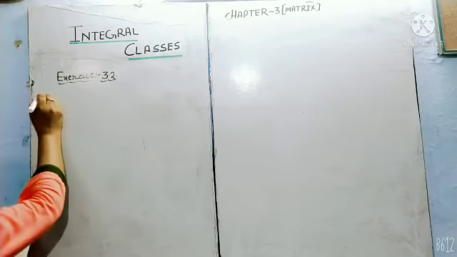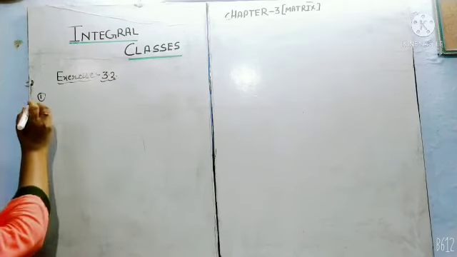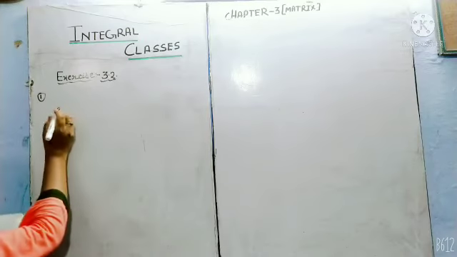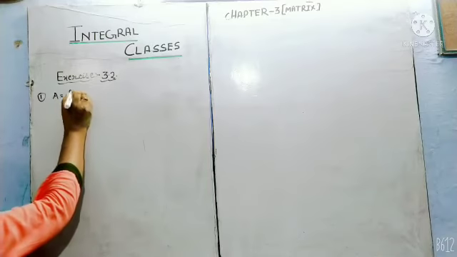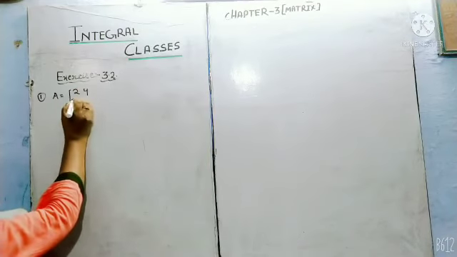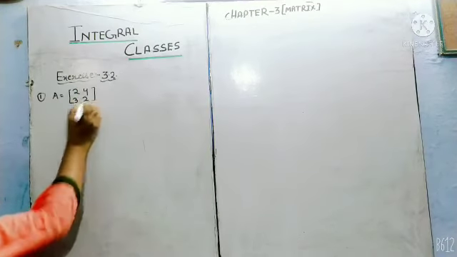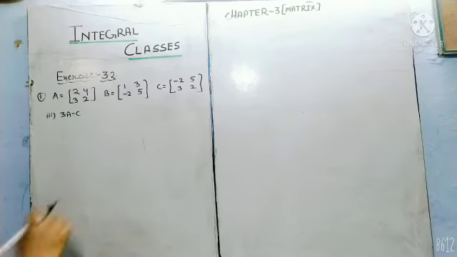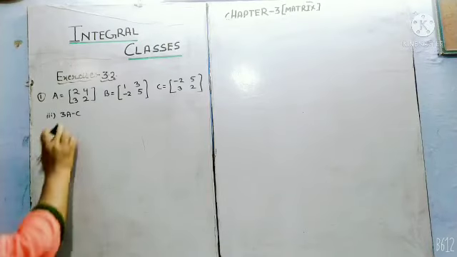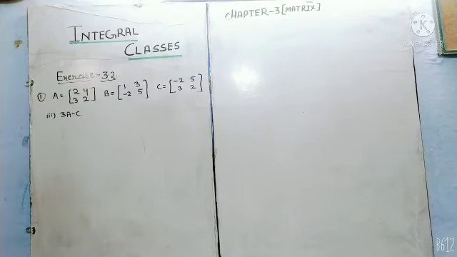So student, question number 1 is given. We have A equal to a matrix. We have given 3 matrices: 2, 4, 3, 2. Now 3 matrices are given in question number 1. I will do here the third part of this question number 1.